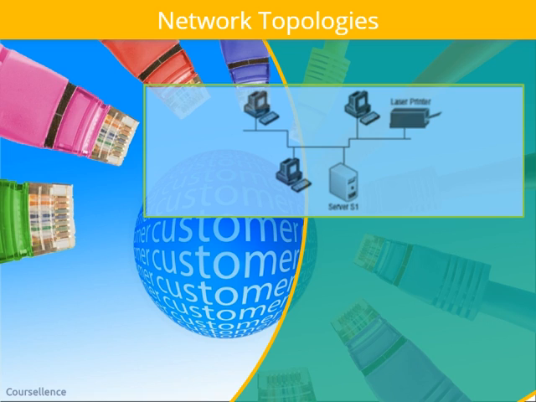Even though all the computers on this kind of network see all the data flowing through the cable, only the one computer which the data is specifically addressed to actually gets the data. Some of the benefits of using a bus topology are that it's easy to install and it's not very expensive, partly because it doesn't require as much cable as the other types of physical topologies. But it also has some drawbacks.